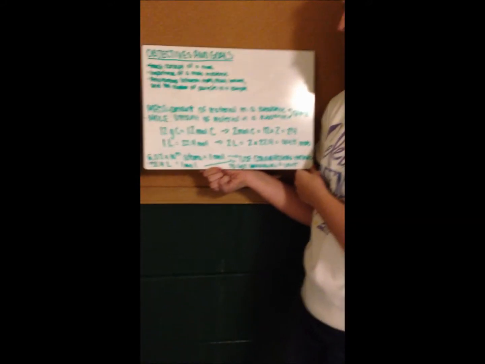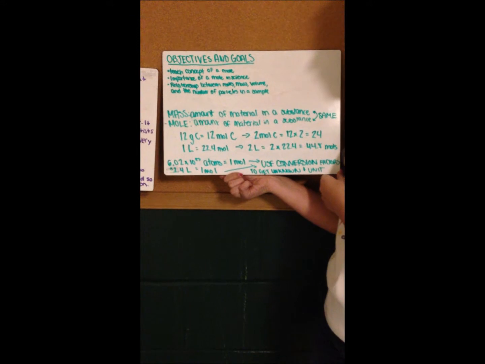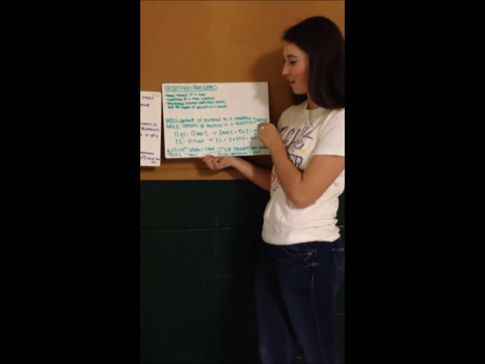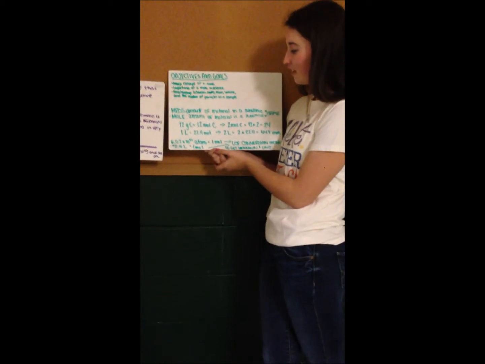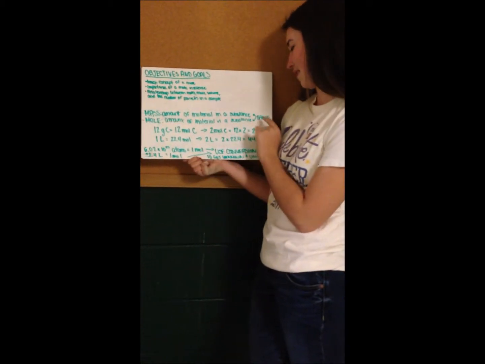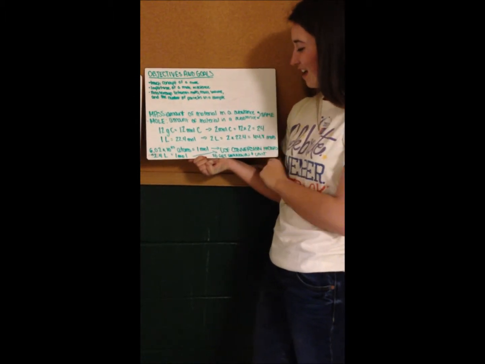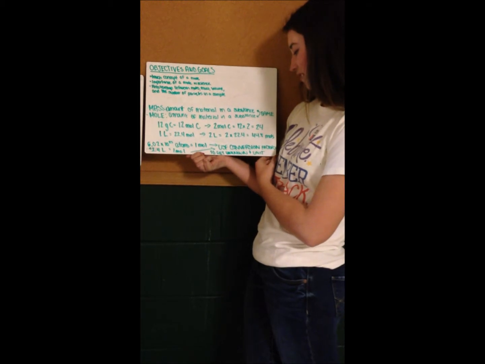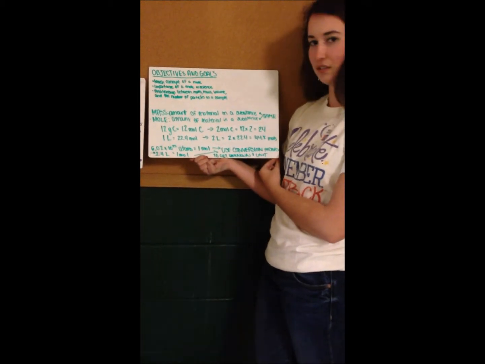So the mass is the amount of material in a substance, and the mole is the amount of material in a substance. So they are the same thing. If we had 12 grams of carbon, that would mean that we have 12 moles of carbon, because again, they are the same. So if you had 2 moles of carbon, that would be 12 grams times 2 moles equals 24.